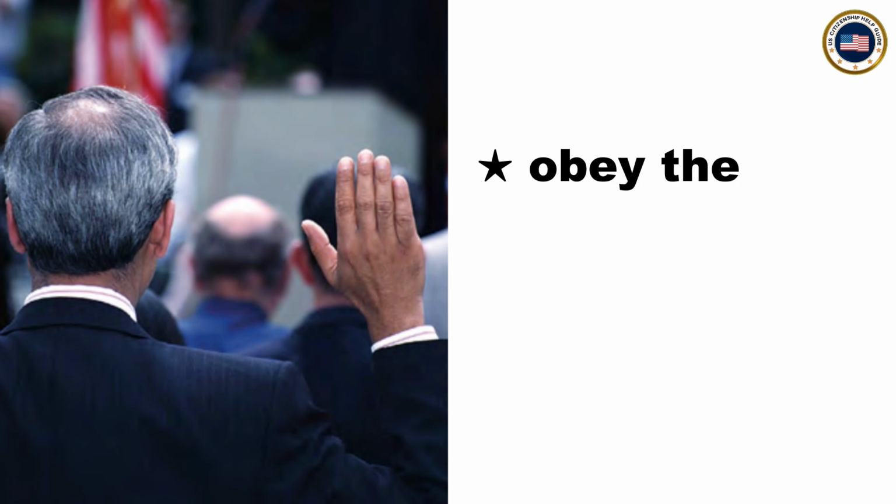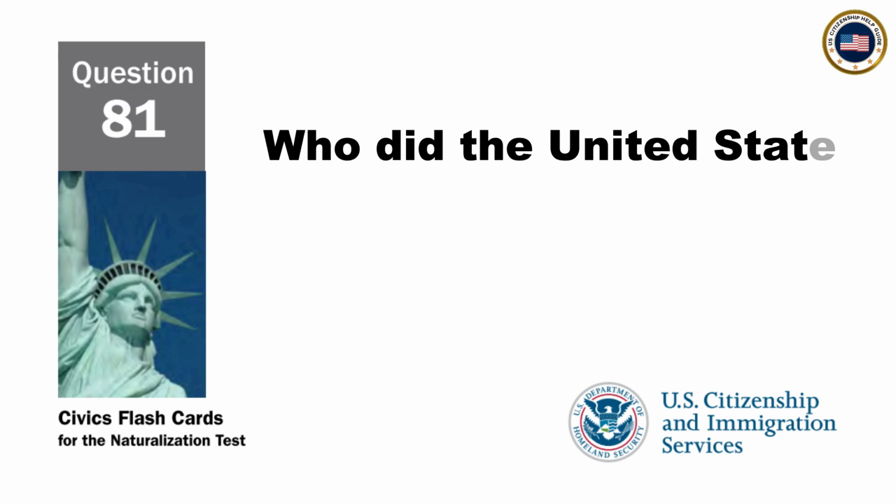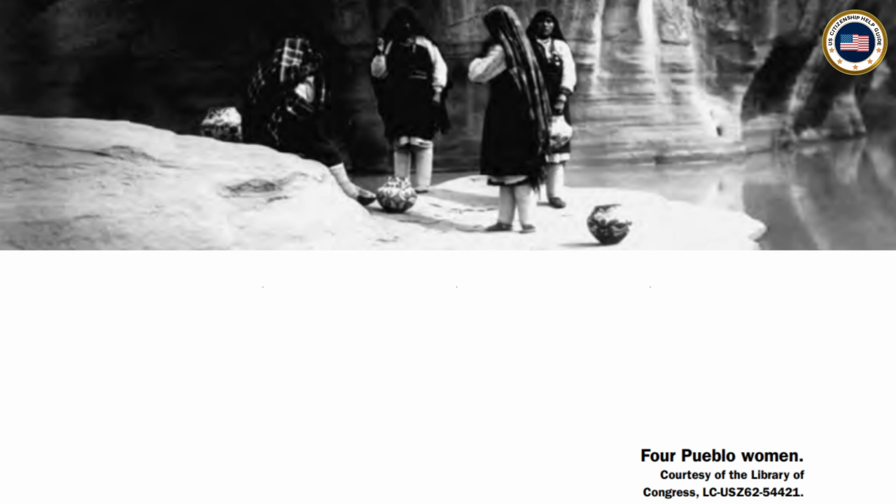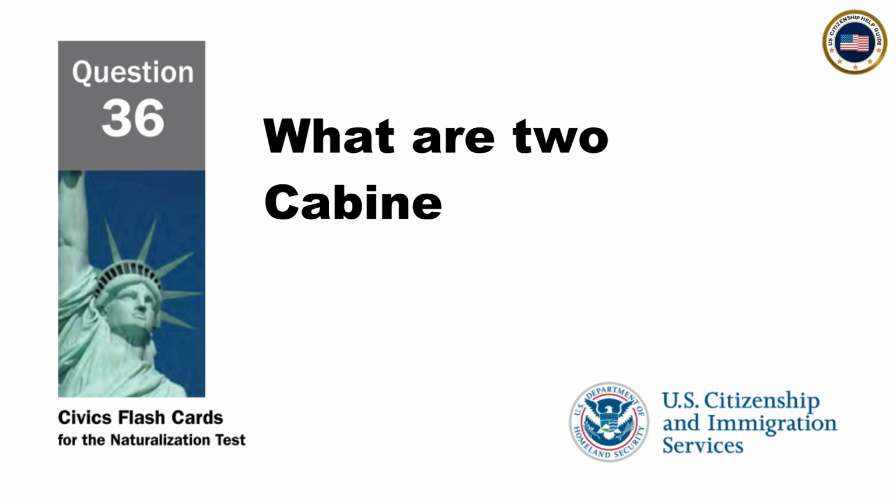What is one promise you make when you become a United States citizen? Obey the laws of the United States. Who did the United States fight in World War II? Japan, Germany, and Italy. Name one American Indian tribe in the United States. Cherokee. What are two cabinet-level positions? Secretary of Agriculture, Secretary of Education.